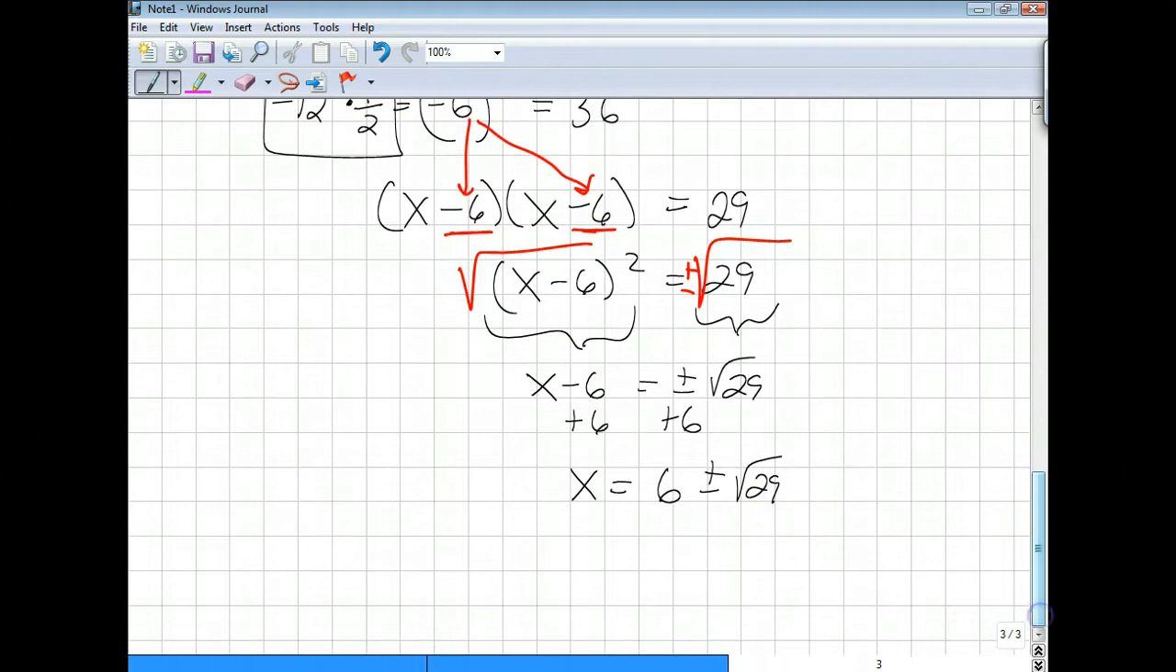Now again, remember that's two numbers. That's 6 plus the square root of 29, that's one of my numbers, and the other number is 6 minus the square root of 29. That's the second number. Okay? Let's try another one like that.